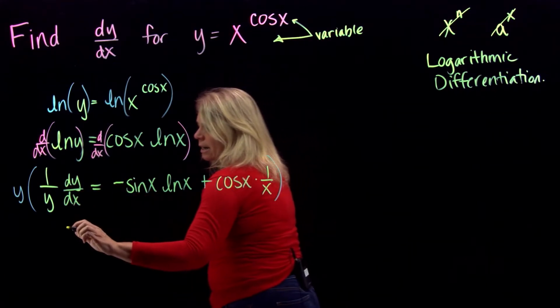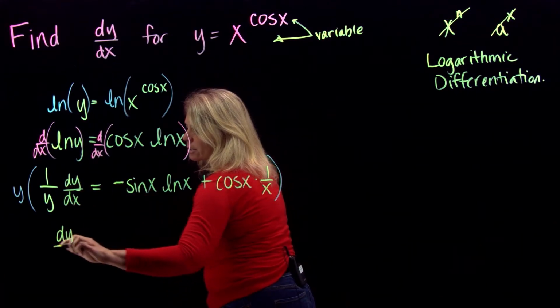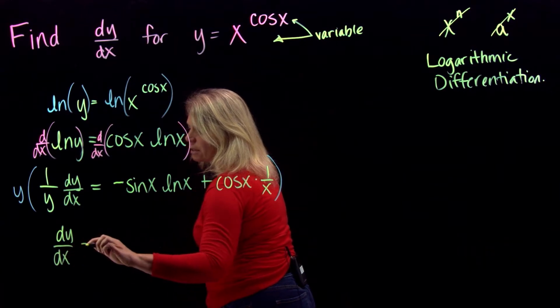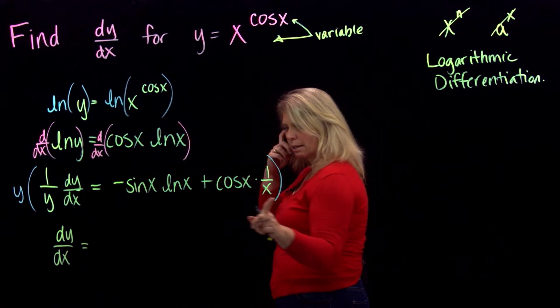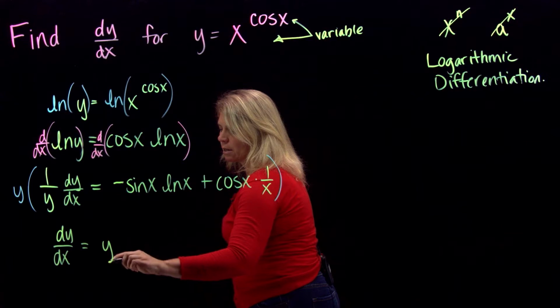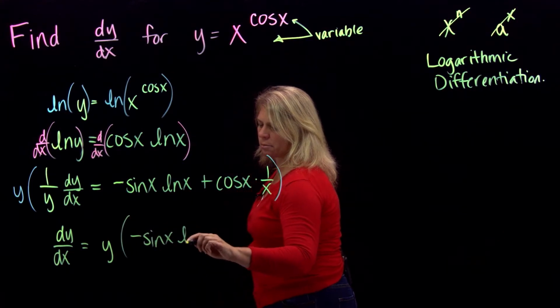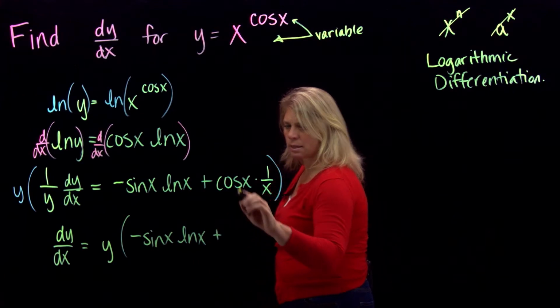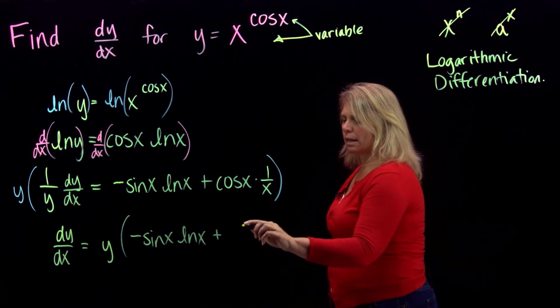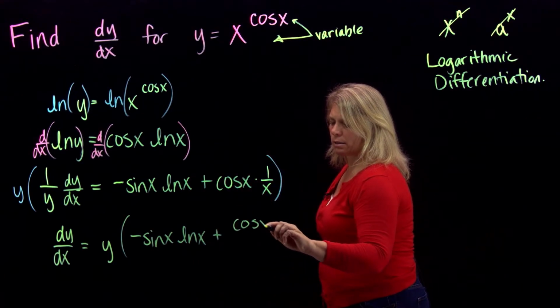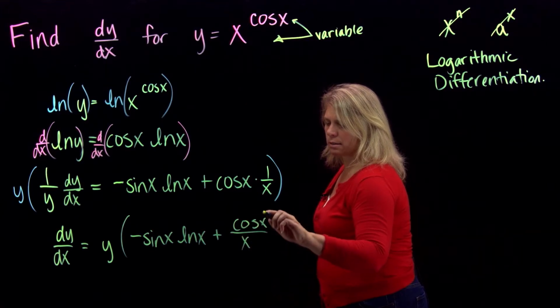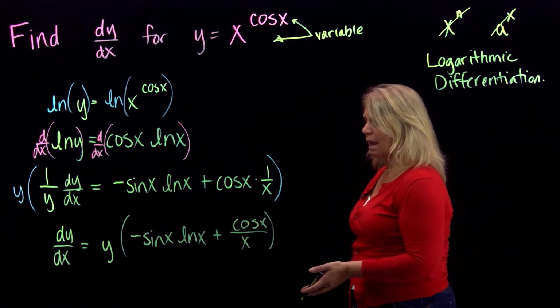So on the left side of the equation, I'll have just dy/dx equals. And then on the right side of the equation, I'm just going to leave the y times this whole expression here: negative sine of x times natural log of x plus. And then I can leave this last part like it is, or I could write that as cosine of x over x. Okay, so this is an okay answer.